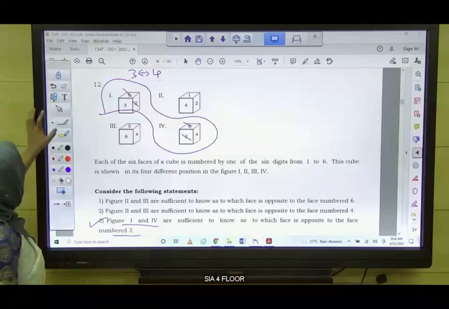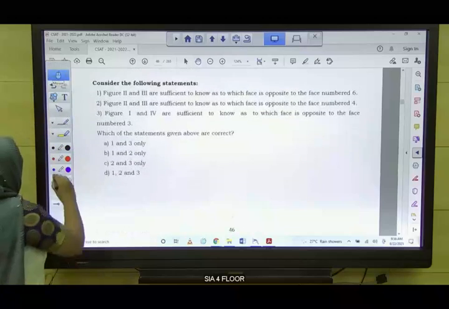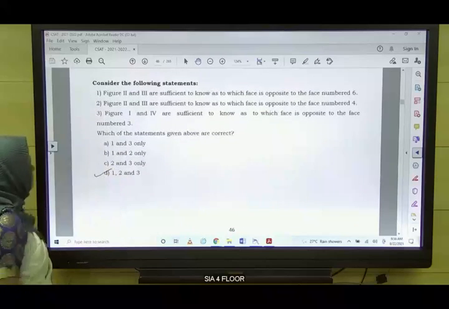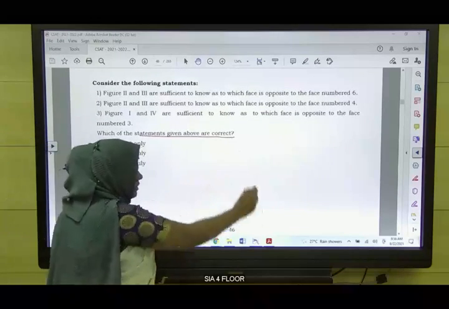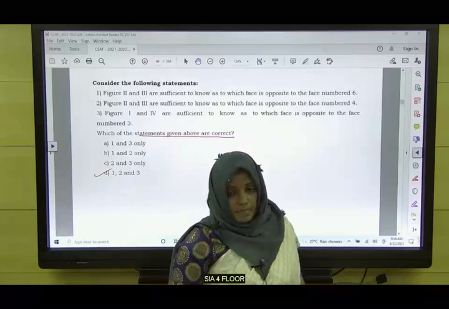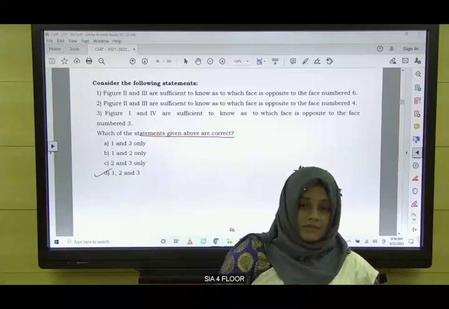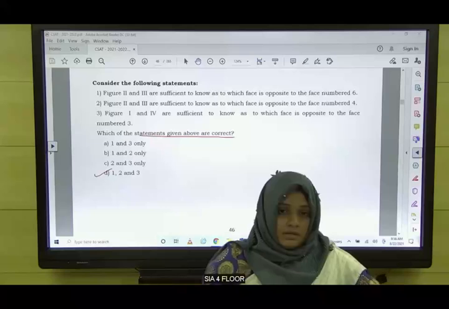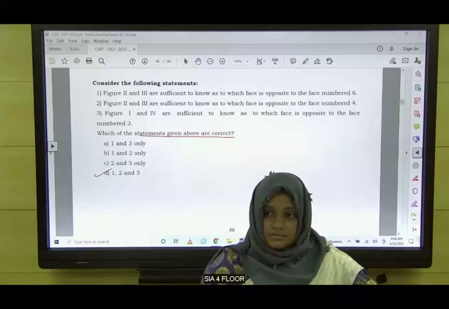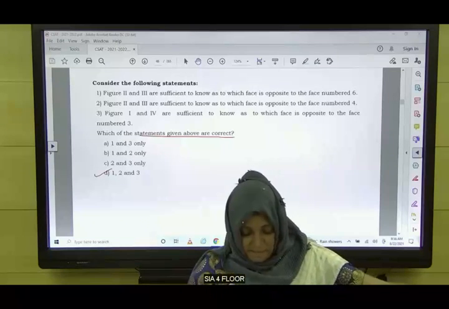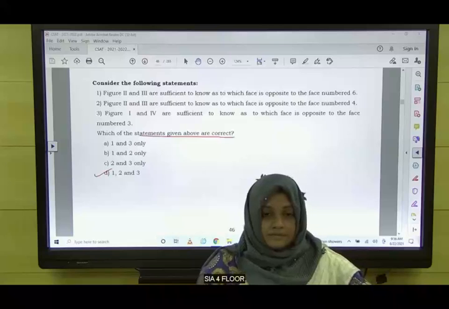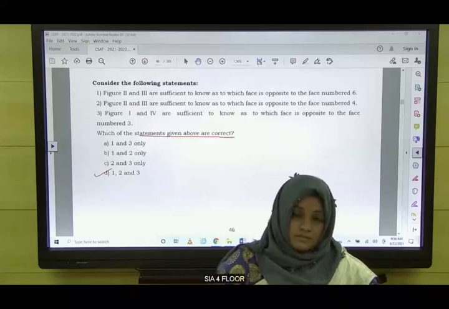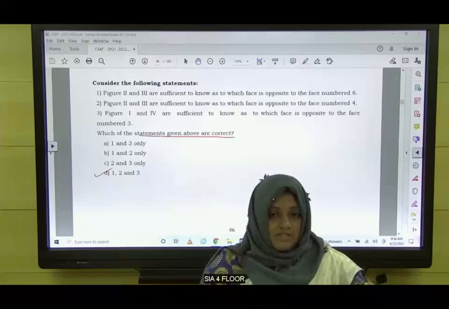So which option you have to select now is 1, 2 and 3. They are asking which statement is correct. 1, 2 and 3. All the 3 are correct. Okay, let's proceed with the next question.